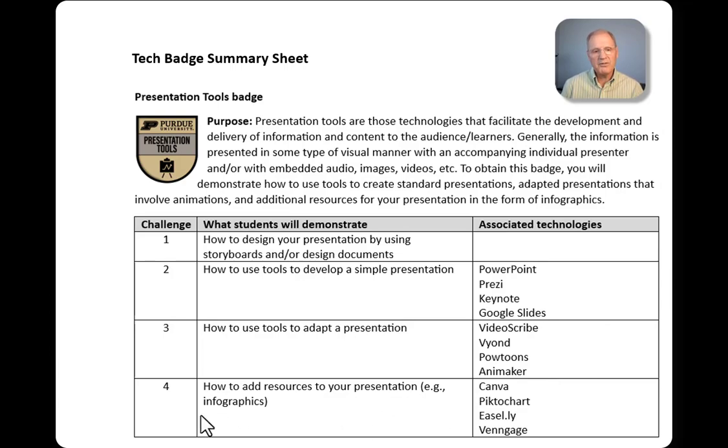And finally, the fourth challenge level is asking you to say, hey, there are added resources that you can add to a presentation, like an infographic or a handout of some kind. Perhaps then technologies such as Canva or Piktochart or Easelly or Venngage, those types of tools, would be helpful there. So you can see in this one badge, you have resources to a lot of various different types of technologies that can be used all the way through the presentation.